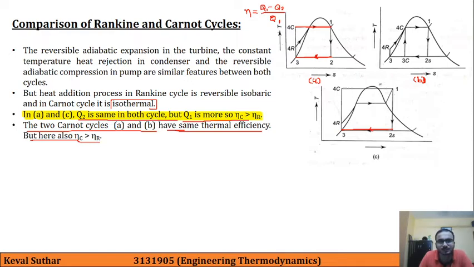Here, if we are currently focusing on these two, then the heat addition Q1 is more for the Rankine cycle, that is, we need to provide more heat in the Rankine cycle. That's why the denominator is greater in the Rankine cycle, as heat addition is more in the Rankine cycle, so the efficiency of the Carnot cycle is more. Now let's focus on the second statement here.